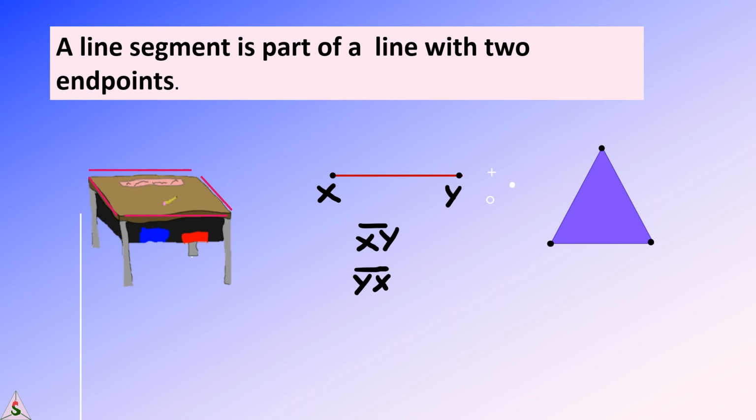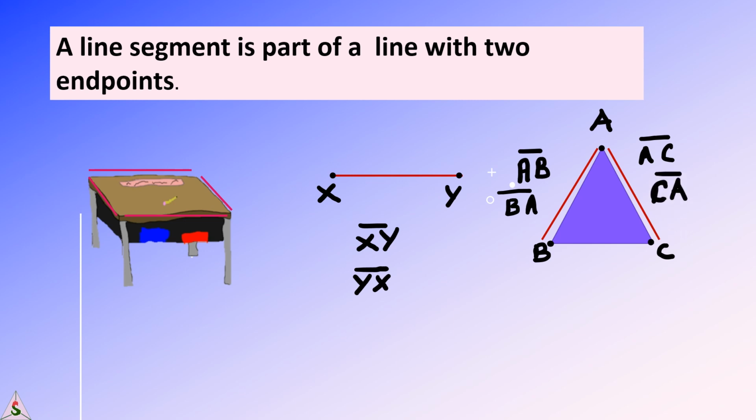Look at this triangle. We have A, B, C. This line segment can be called AB or BA. This line segment can be called AC or CA. And this can be called BC or CB.